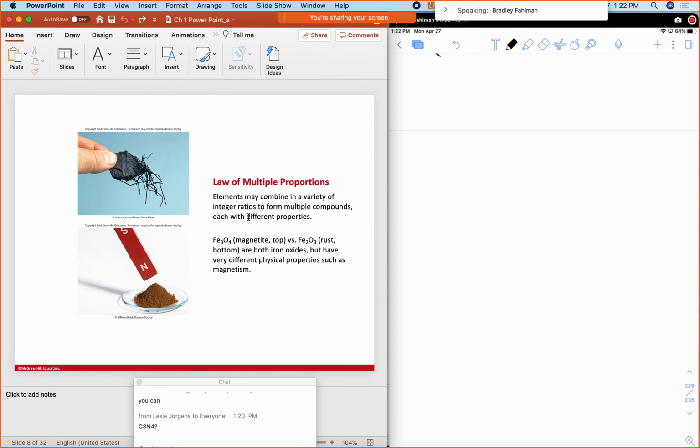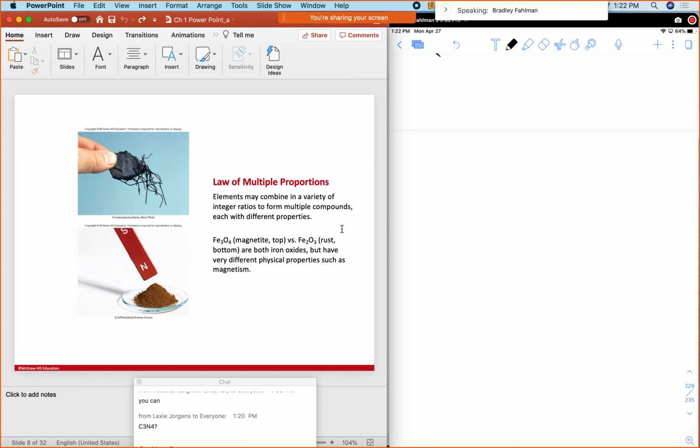Law of multiple proportions. It's kind of a definition, but it's not something I would ask on the exam, like, what's the law of multiple proportions? This is just realizing that the elements can combine in different ratios. And so you have these whole number ratios between the elements in a compound. These would be two different compounds, since they have different ratios, and their properties would be different.